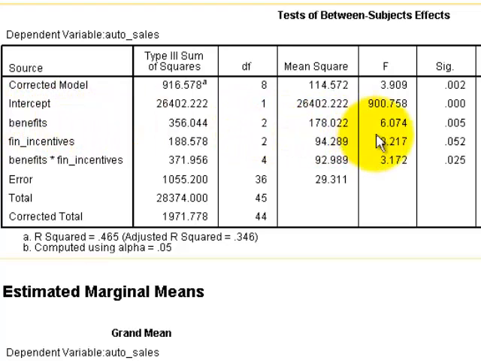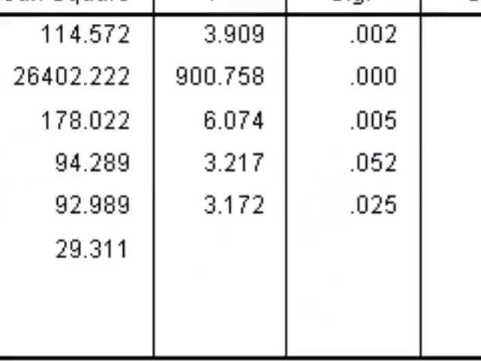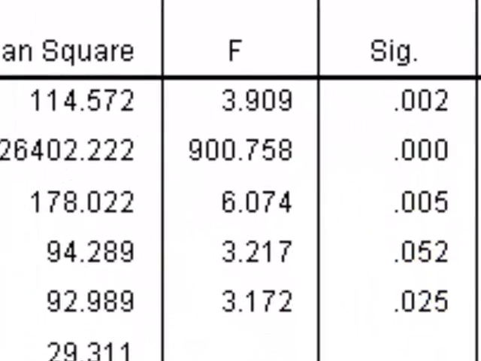So here's our first IV, benefits. There was a significant difference between the different benefit packages when it came to car sales, okay? Financial incentives. Oh, close, but no cigar. You see that? So the financial incentives did not cause a significant difference between the groups there. And then here's your interaction, and yes, you got some serious interaction between the benefits and the financial incentives.